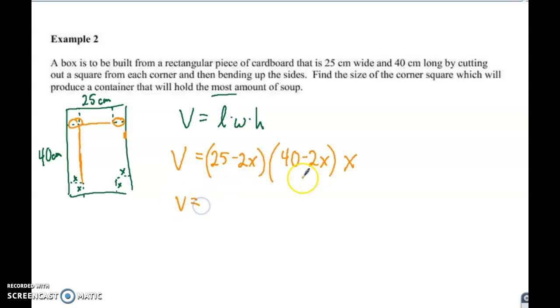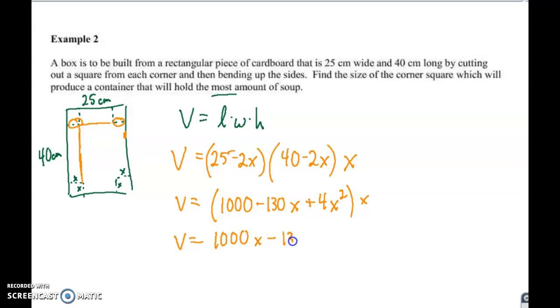I think we can work with this. I would simplify, because I don't really want to do the chain rule, product rule, or anything like that. So maybe foiling that out, 25 times 40 would give me 1,000. Let's see, that would be minus 50x minus 80x. 50 and 80 would be 130. If I was smart, I would have done something else, but that's okay. My something else would have been distributing at the same time. So 1,000x minus 130x squared plus 4x cubed.